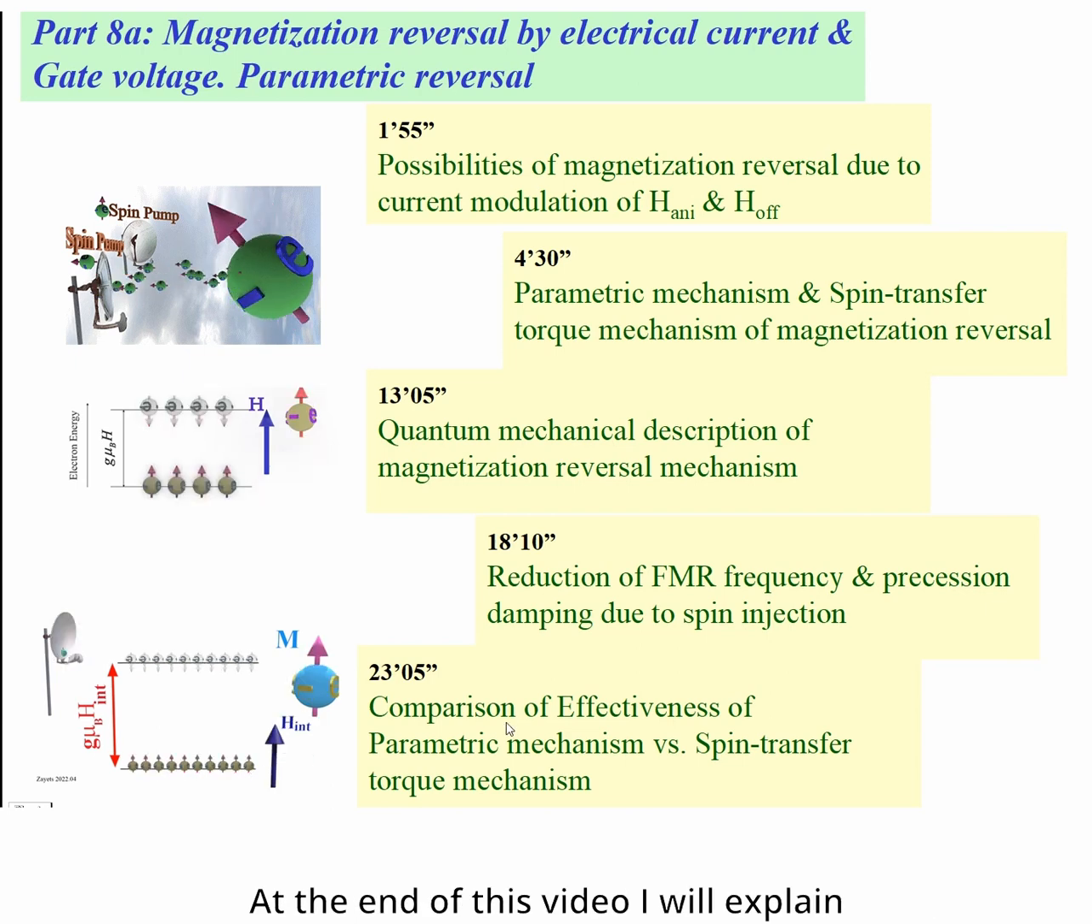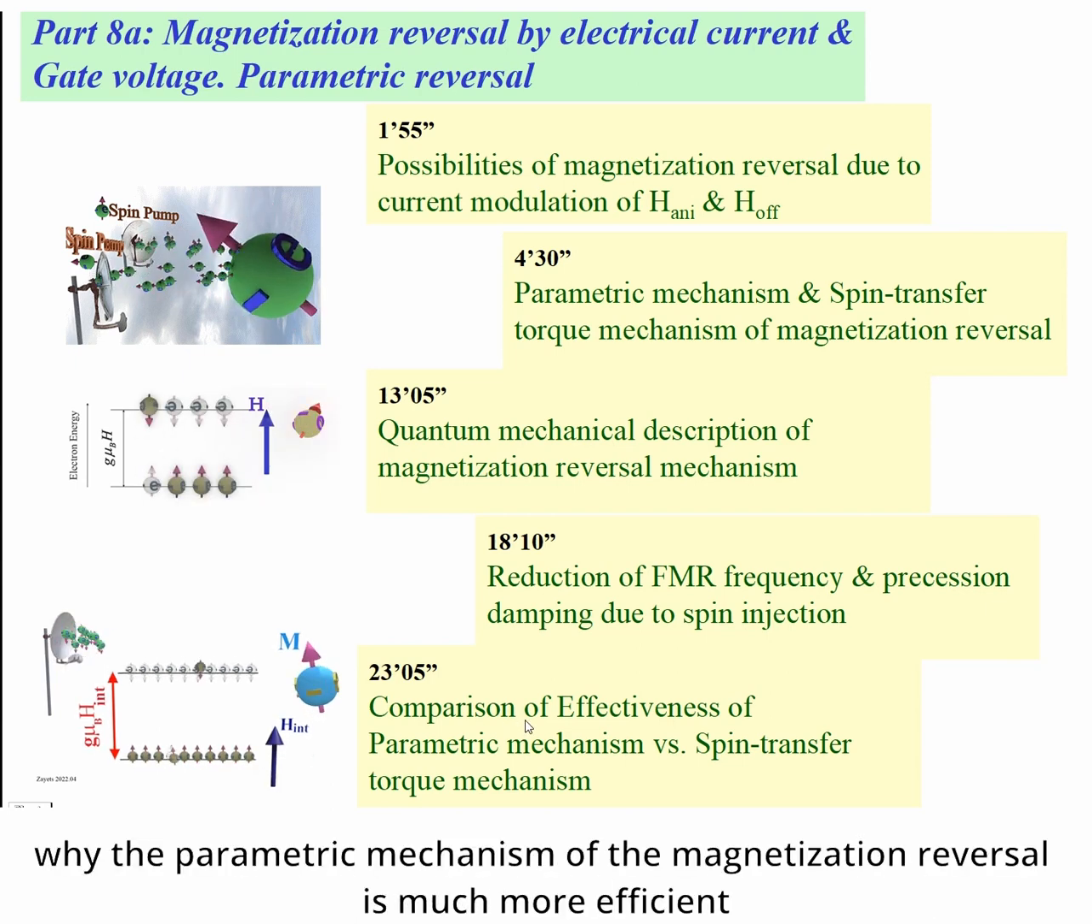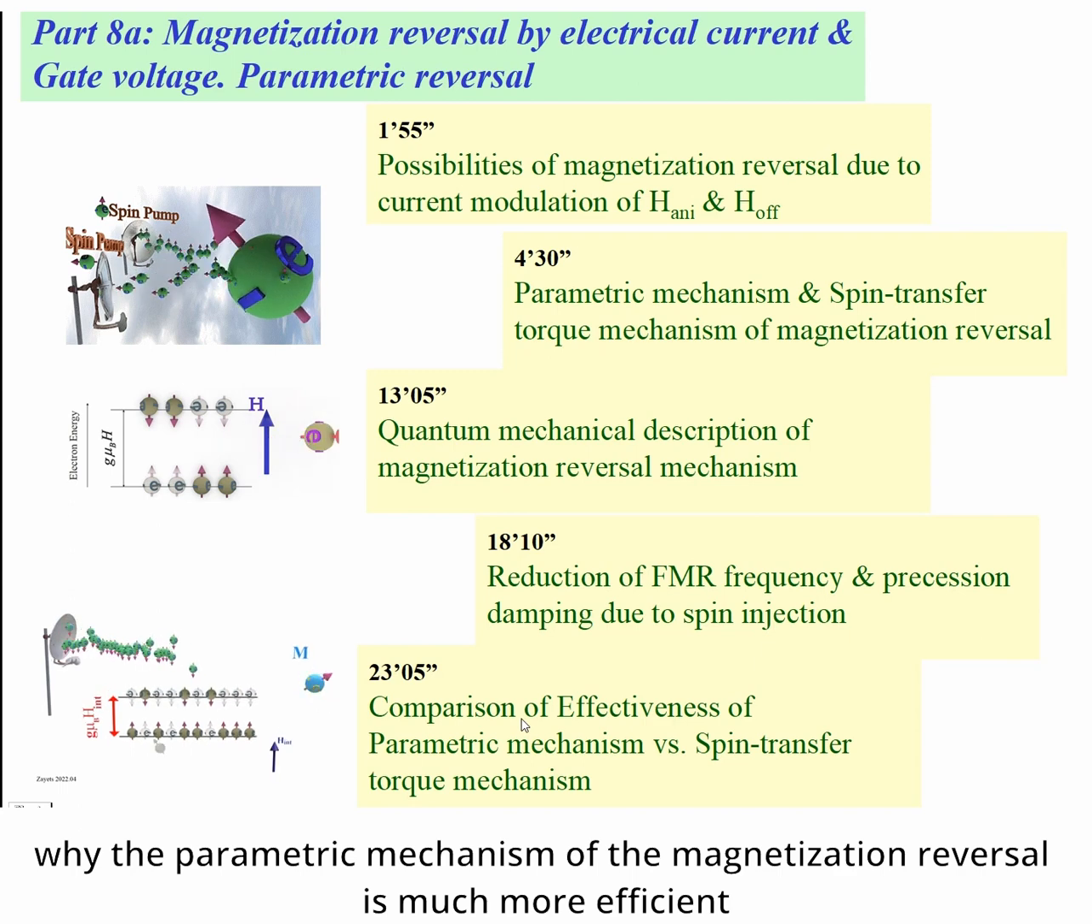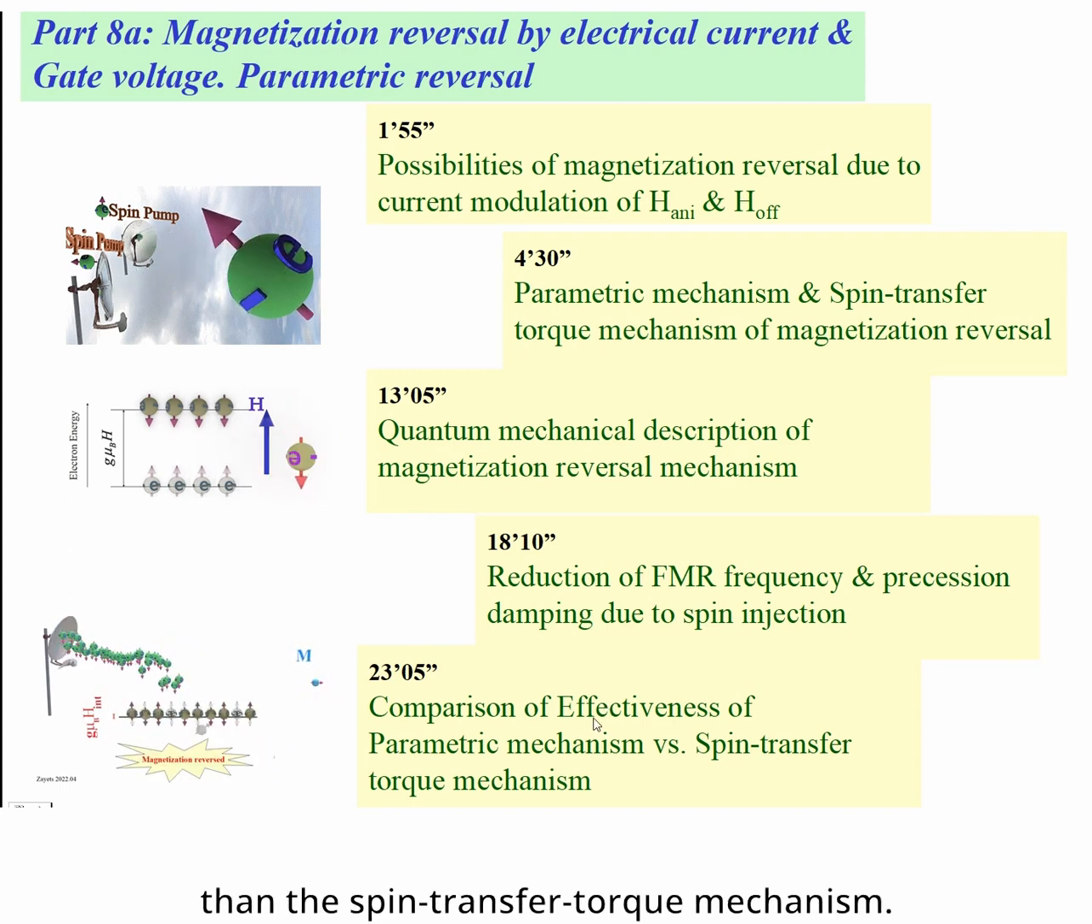At the end of this video, I will explain why the parametric mechanism of magnetization reversal is much more efficient than spin transfer torque mechanism.